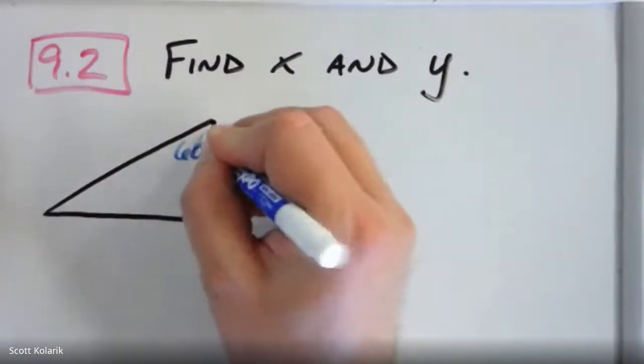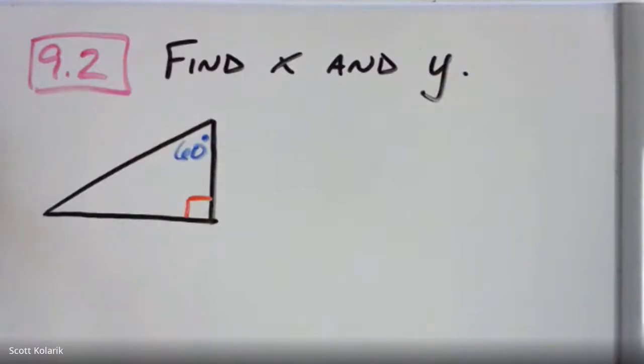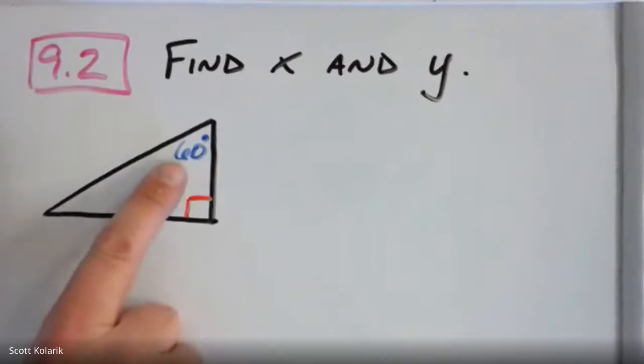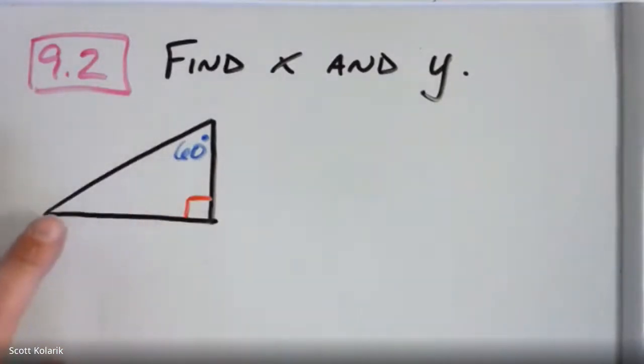For instance, I might tell you that, hey, this is 60 degrees. How do I know it's a 30, 60, 90 now? Well, first off, built into it is that 60. By the Triangle Sum Theorem, the only amount of degrees left over for this angle is 30, thus making it a 30, 60, 90 triangle.